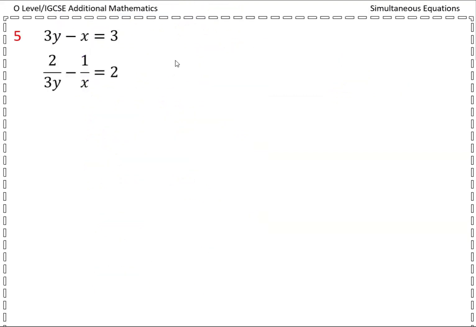Let's solve another pair of simultaneous equations. In these equations, one of the equations is having a fraction. First of all, we will write which one is linear and which one is non-linear equation. This is equation 1 and this one is linear, as we have one term in y, another term in x, and a constant term. This is equation 2 and this is non-linear.